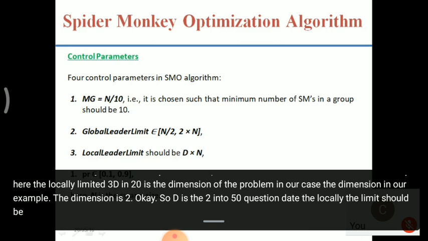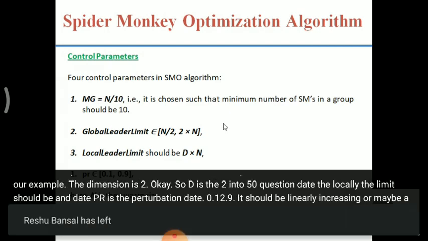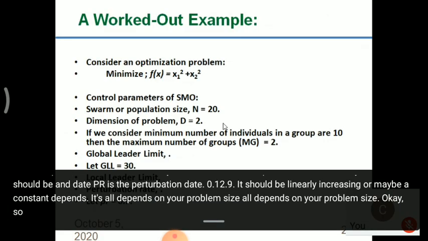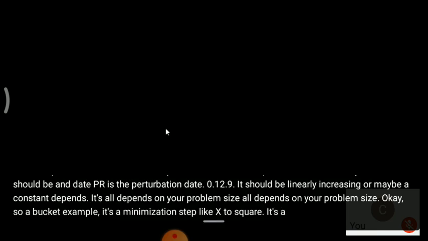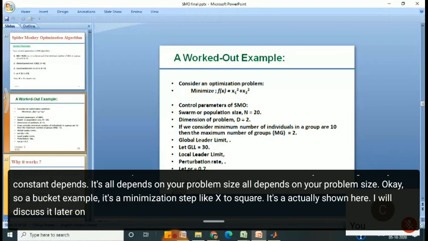PR is the perturbation rate, 0.1 to 0.9. It should be linearly increasing or maybe a constant. It all depends on your problem size. So a worked example: minimization of f(x) equals x1 square plus x2 square. It's actually shown here. I will discuss it later on. First, I am discussing why the SMO works.